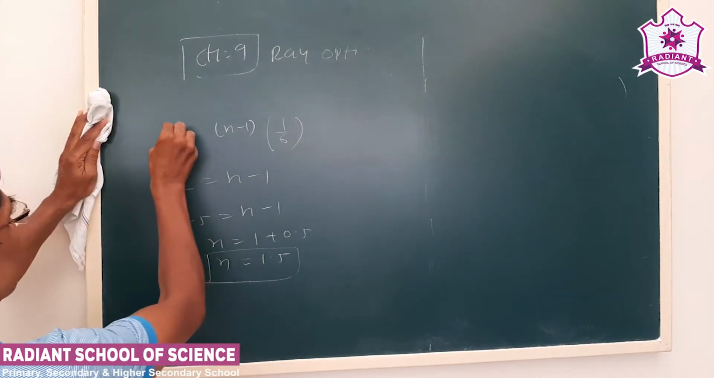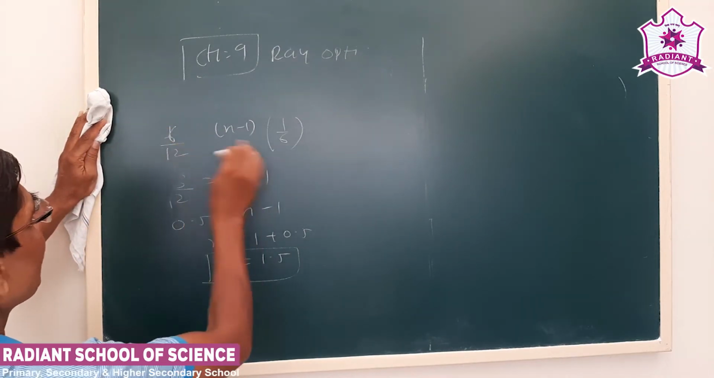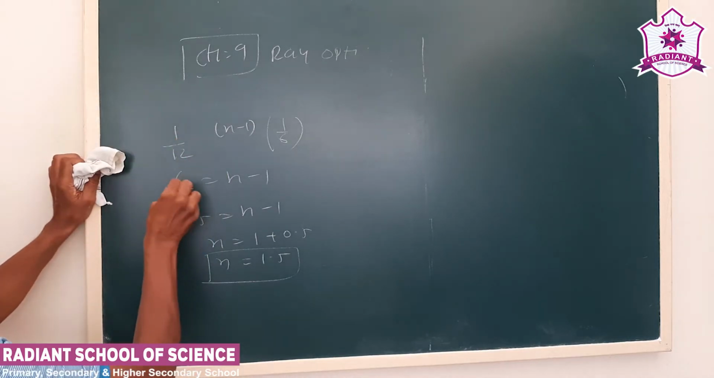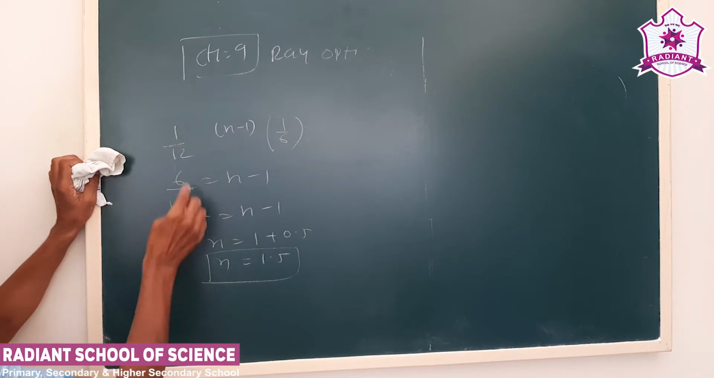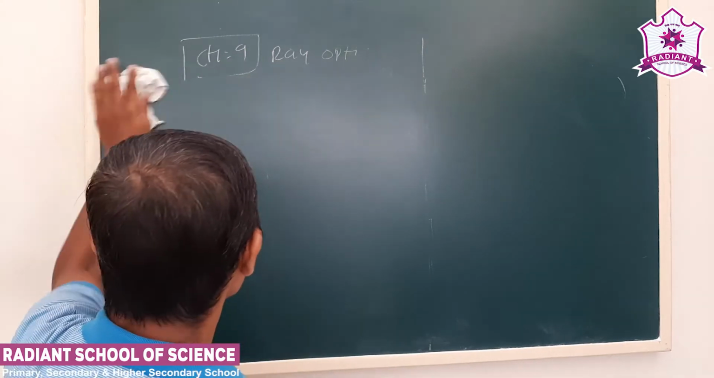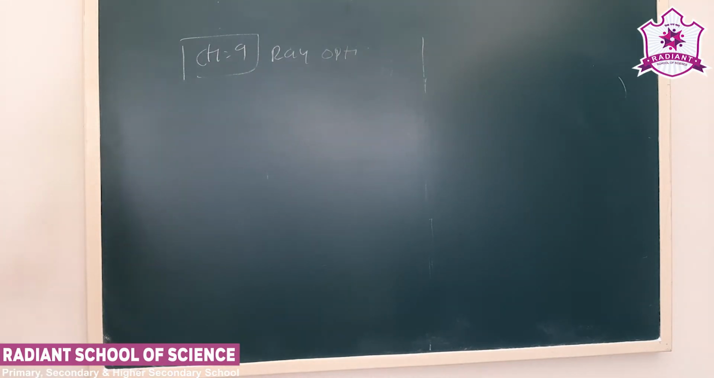Okay, this is 6 upon 12. Okay, 1 upon 12, sorry. Now 6 I have taken on the other side. So 6 upon 12 is 0.5. N minus 1, so N has become 1.5. Now see, this was the second part of the question.